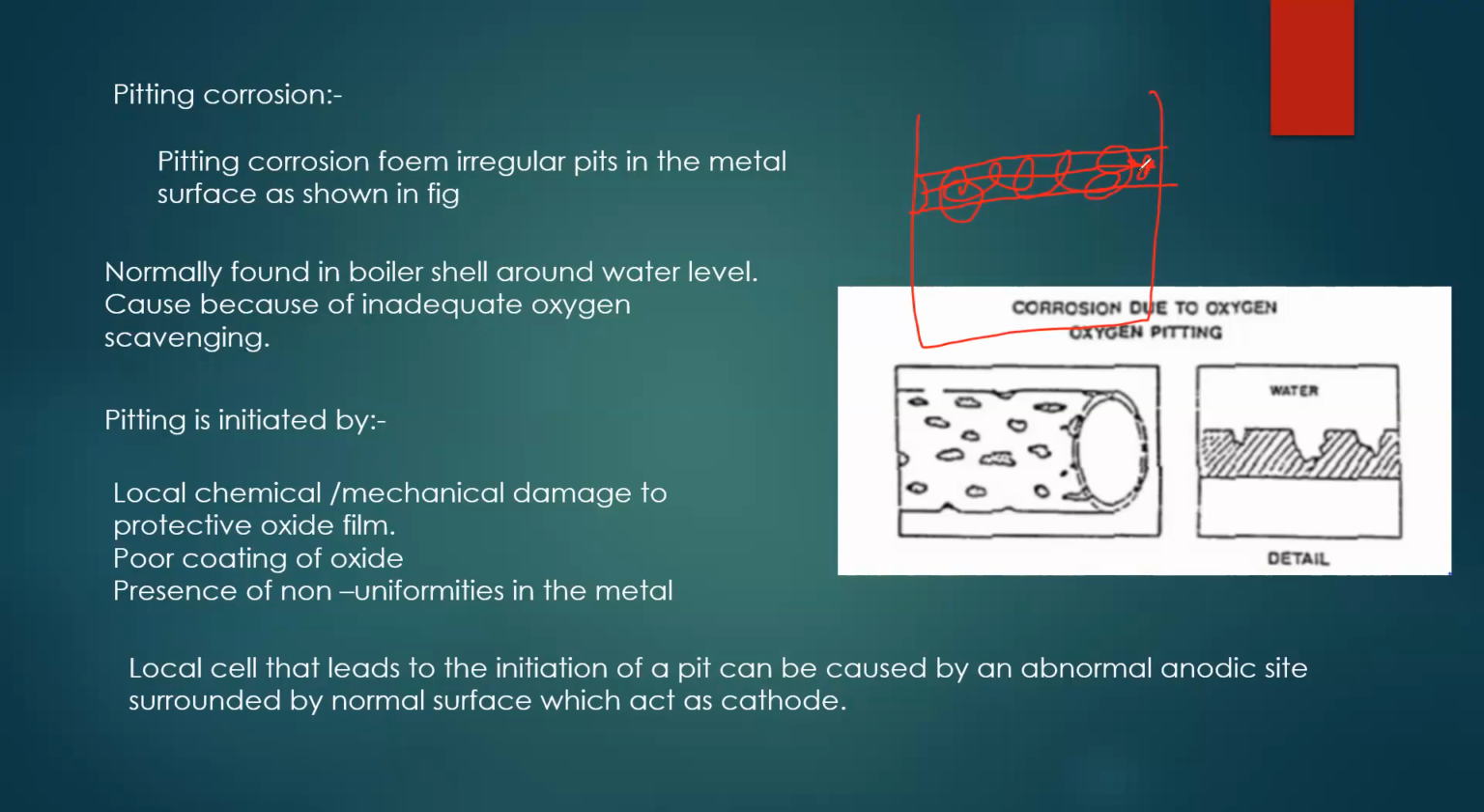Okay. So that is the reason we found it around the water level area, because of the inadequate oxygen scavenging. So if there is inadequate oxygen scavenging, what does it mean? Less amount of oxygen.